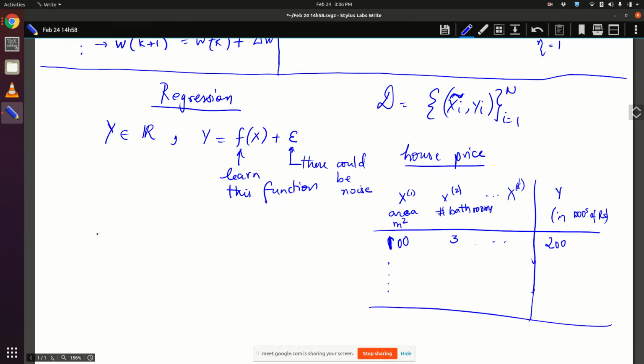Okay, so when we talked about perceptron, let me just remind you. When we looked at perceptron, what we were doing is we had some points.